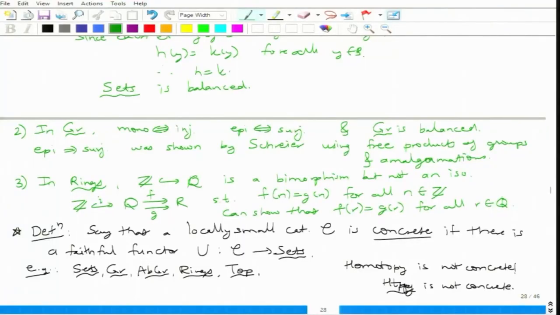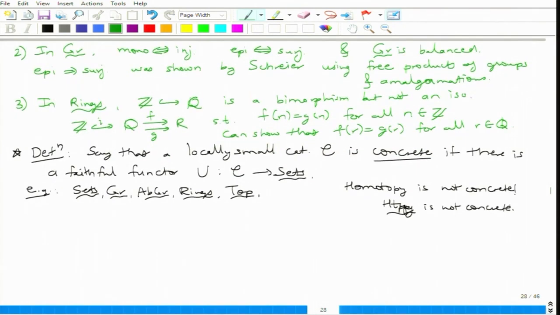Can you tell me whether Top is balanced or not? Tell me why. We have seen bijective continuous functions which are not homeomorphisms. When you are saying it's not balanced, then give me an example. R to R. Which continuous function R to R? x to x cubed. You have another example?